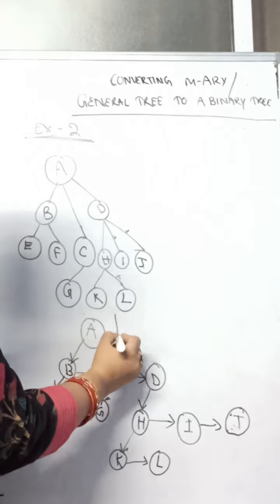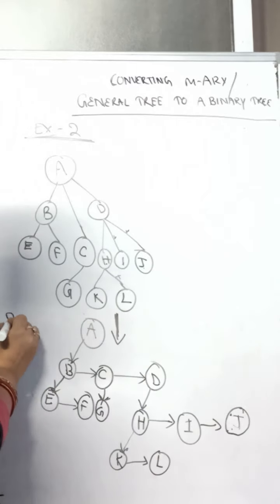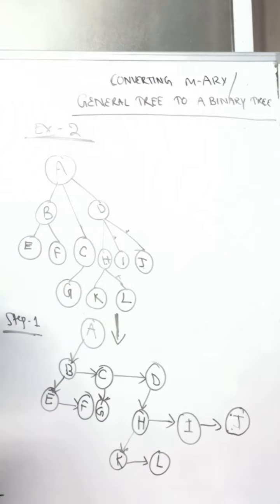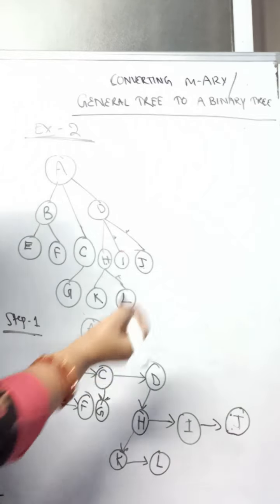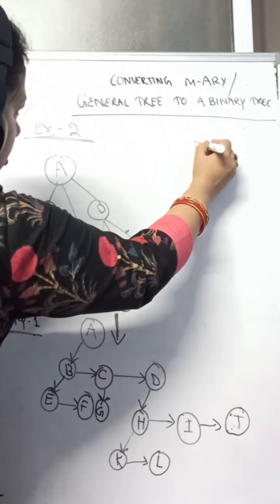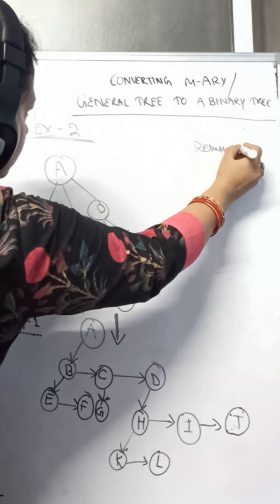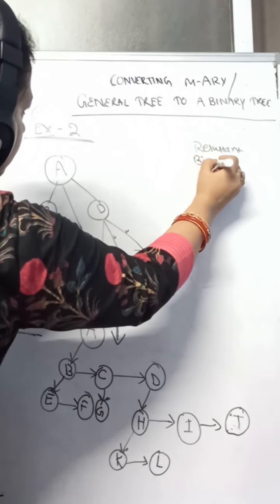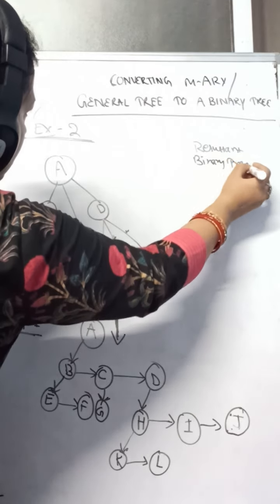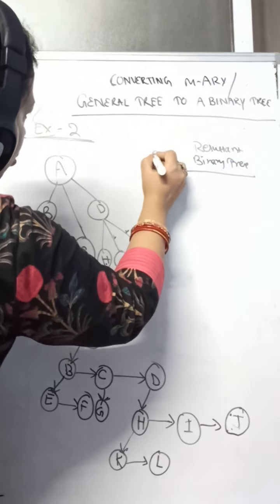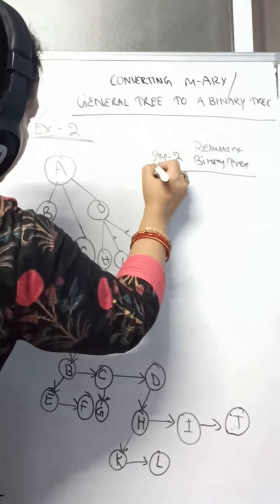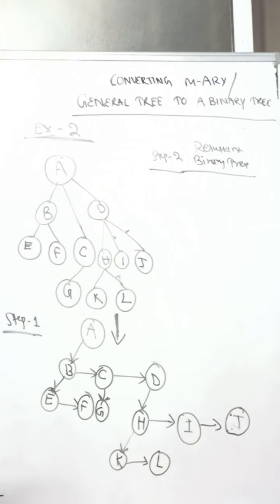Okay, so this is step 1. After the following steps of the conversion, this is my first child next sibling form. Then this is the resultant binary tree. Or in step 2 you just rotate it 45 degrees.